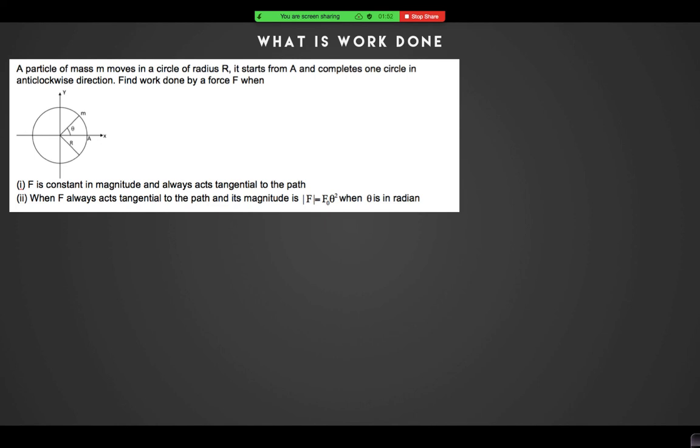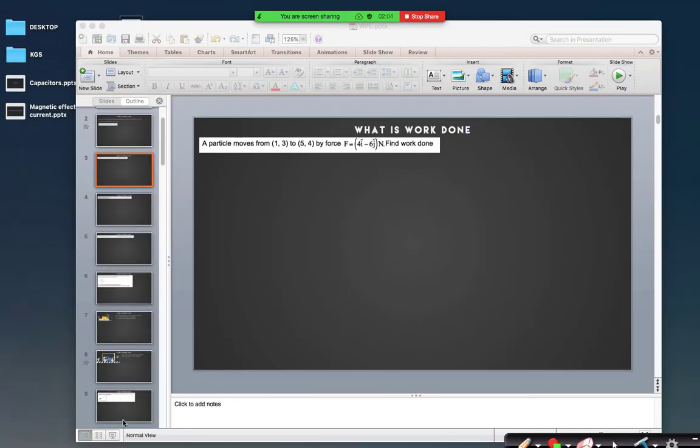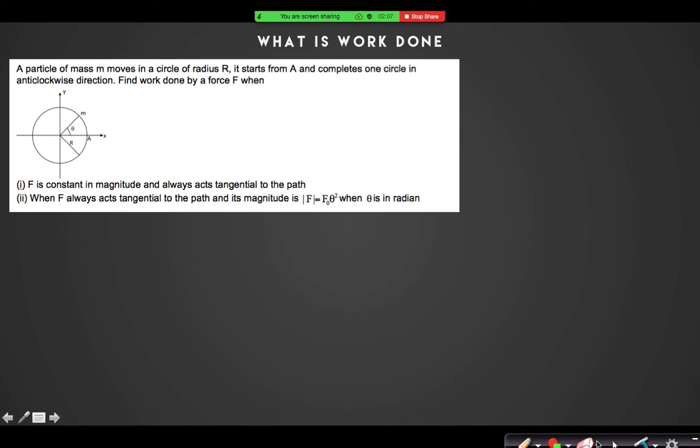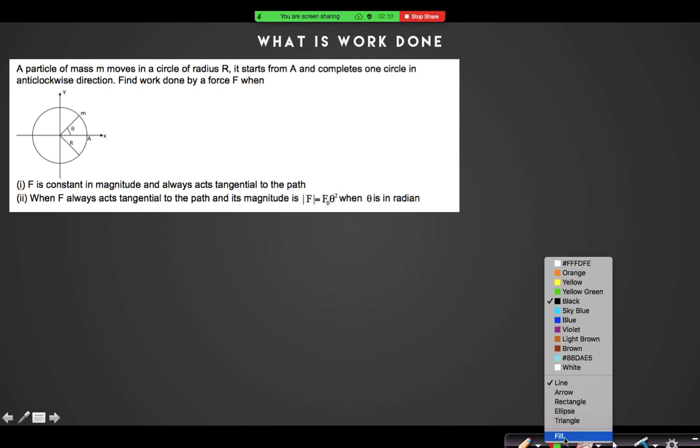So let me start my class by solving this question first. Sir, is the answer to the first one minus 4FR? Why minus? And because it is going anti-clockwise. So force direction is not specified. You can take the force to be in the same direction.